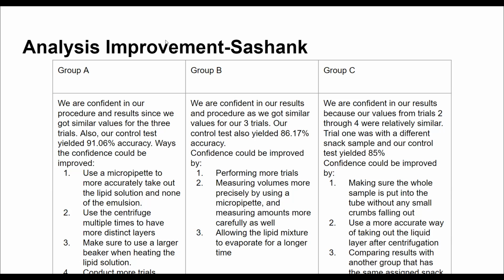Group A also said to use a centrifuge multiple times and use a larger beaker when heating the lipid solution. Group B said to allow the lipid mixture to evaporate for a longer time. And Group C said to make sure that the whole sample was put into the tube without any small crumbs falling out, and to compare results with another group that has the same assigned snack.